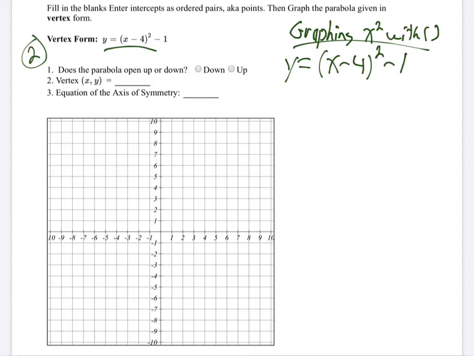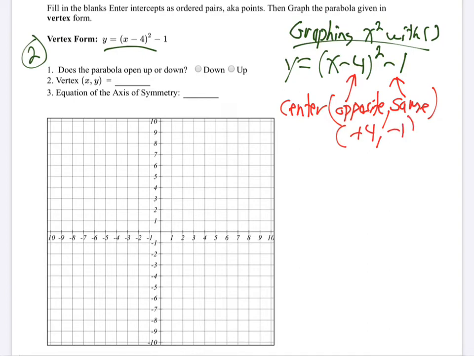It's nice and simple. It's all about finding the center again. We've got to find the center, and the center will just be handed to us. It's the opposite of what's next to x, comma, the same as the number out there. So it'll be opposite of -4, which is +4, and same as -1, which is -1. That's the center. Over 4, down 1. Right there is the center of that U-shape, parabola.